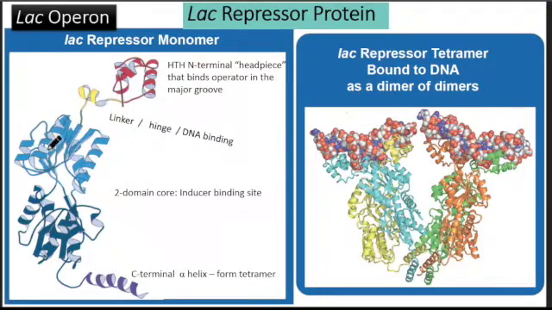So each subunit, look at this. At least 3 different domains, and actually sometimes we'll call that a domain, but really this carboxy terminal alpha helix. So they're in domains. So there is a helix-turn-helix N-terminal headpiece that binds the operator in the major groove. So that's what's binding it. Then there's a linker which allows this to move around. And then this is the inducer binding site.